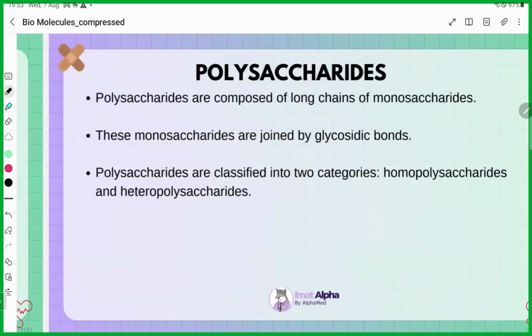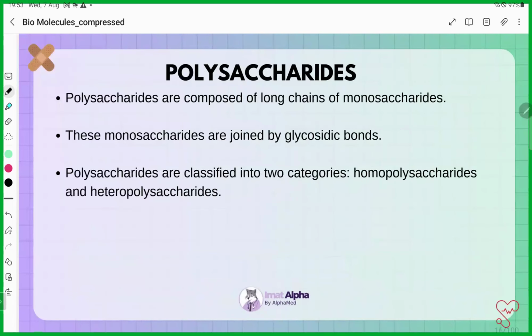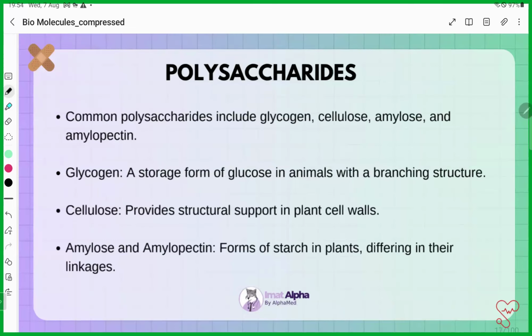Polysaccharides are composed of long chains of monosaccharides. These monosaccharides are joined by glycosidic bonds. Polysaccharides are classified into two categories: homopolysaccharides and heteropolysaccharides. Common polysaccharides include glycogen, cellulose, amylose, and amylopectin. Okay, we're gonna speak about each one of them.